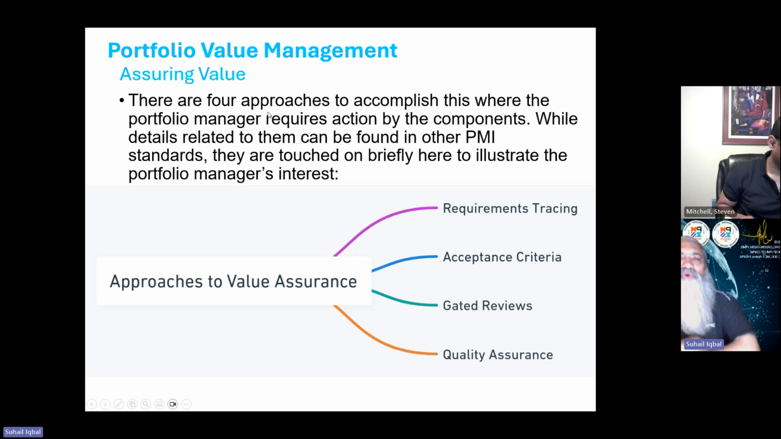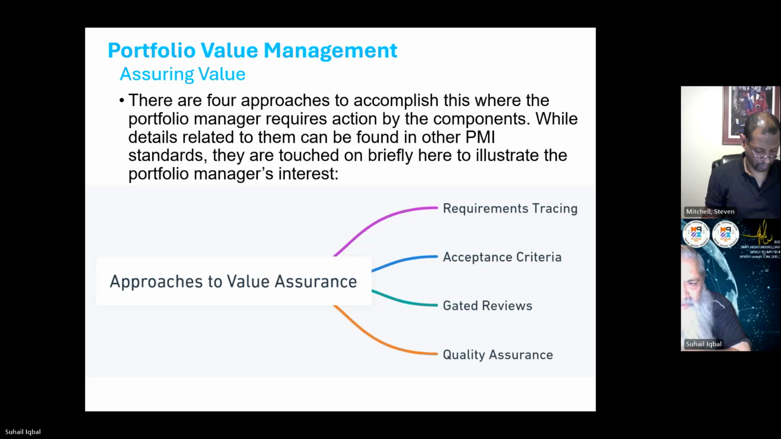There are 4 approaches to accomplish this assurance of value, where the portfolio manager requires action by the components. While detail related to them can be found in other PMI standards, naturally the program management standard and the project management standard, we will look at it from the portfolio management standard perspective. So the approaches here are requirements tracing, acceptance criteria, gated reviews, and quality assurance.